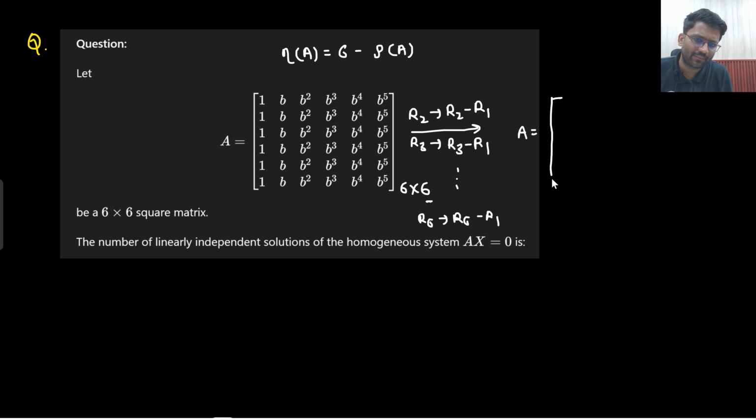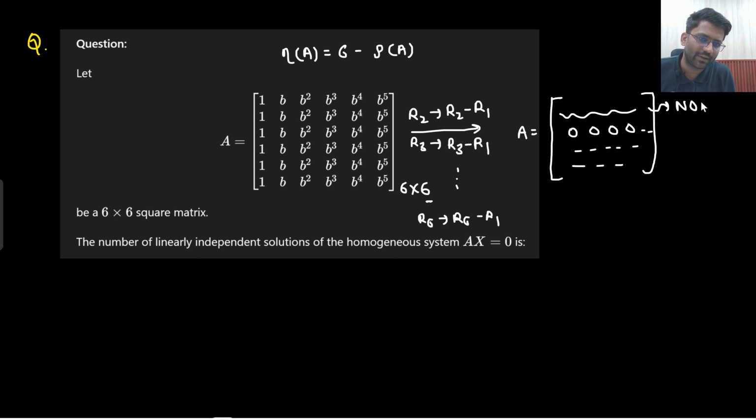What will you get? In this kind of scenario, you will get one non-zero row, and the rest of the rows will all be 0. So only one non-zero row you will have. What does that mean? 6 minus 1. What will be the number of independent solutions? That will be 5.